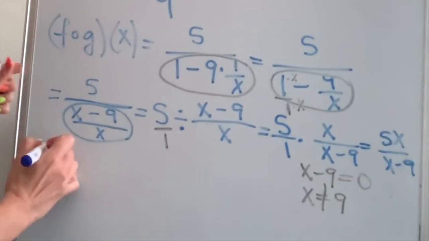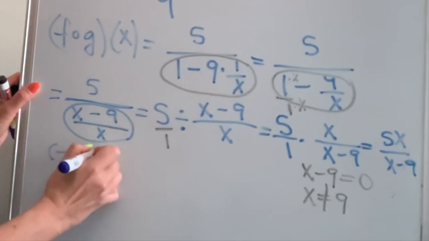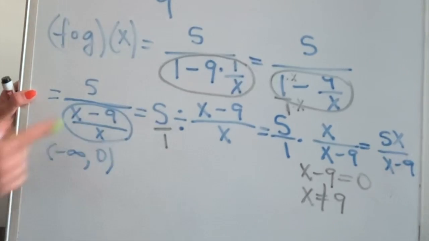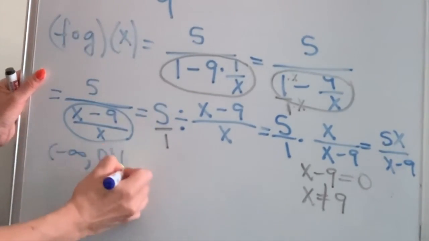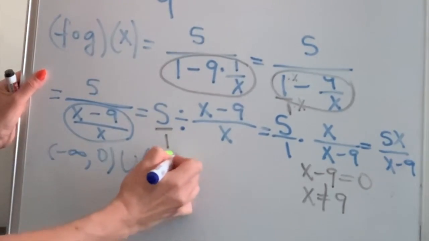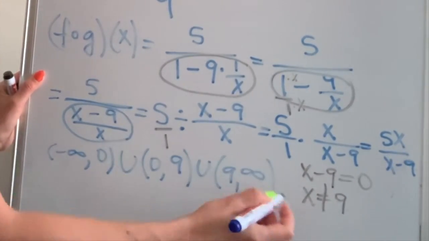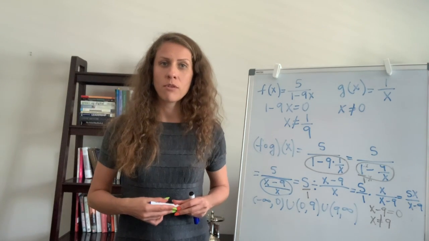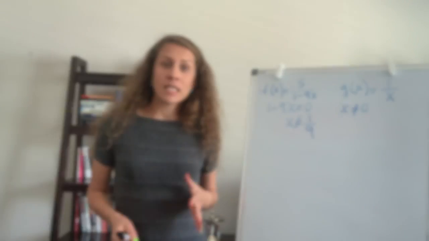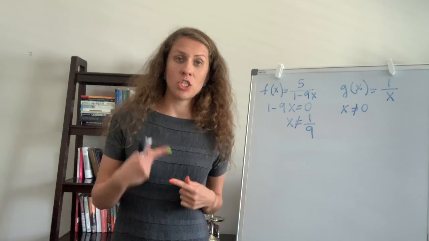You'll say we start at negative infinity until we hit 0, because that's our first restriction, x is not 0. Then we pick up again at 0 until we hit 9. And then we pick up again at 9 until we hit positive infinity. This is the domain of the composition of f with g in the interval notation. And let's now find the opposite composition, g with f.